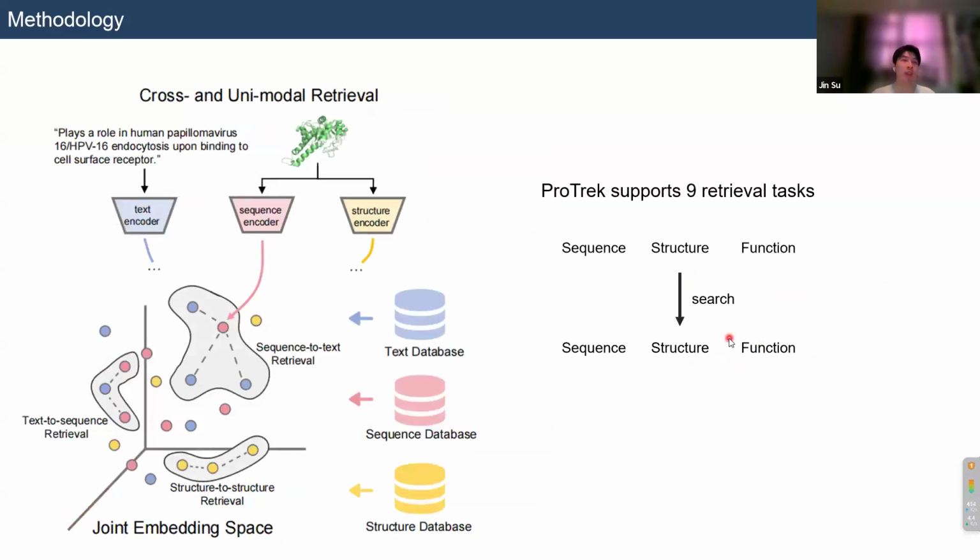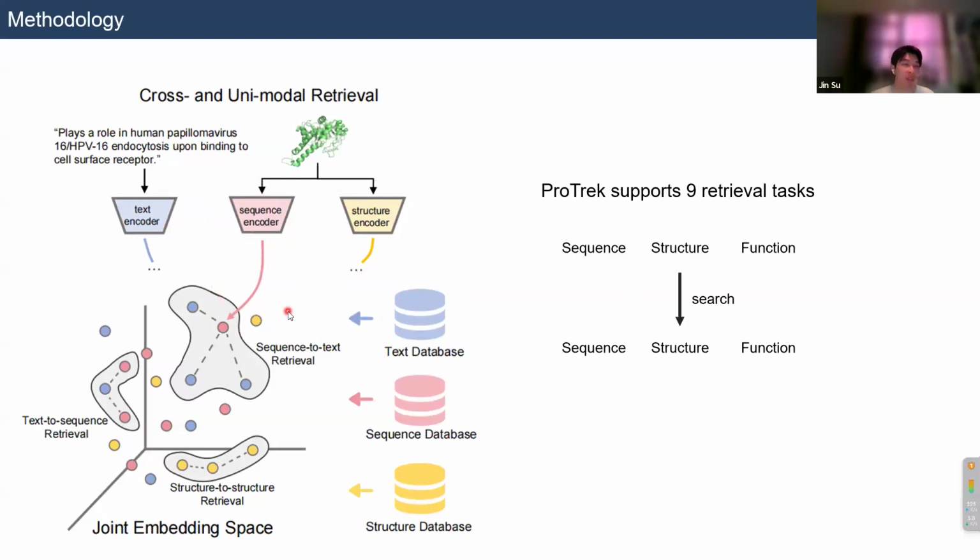And after pre-training, you can do flexible retrieval from any modality to any modality. For example, if I have a protein sequence and I want to know what this protein's property is, and you have a text database, you can just encode this protein into an embedding point, and you can search for its nearest labels as its predicted function.